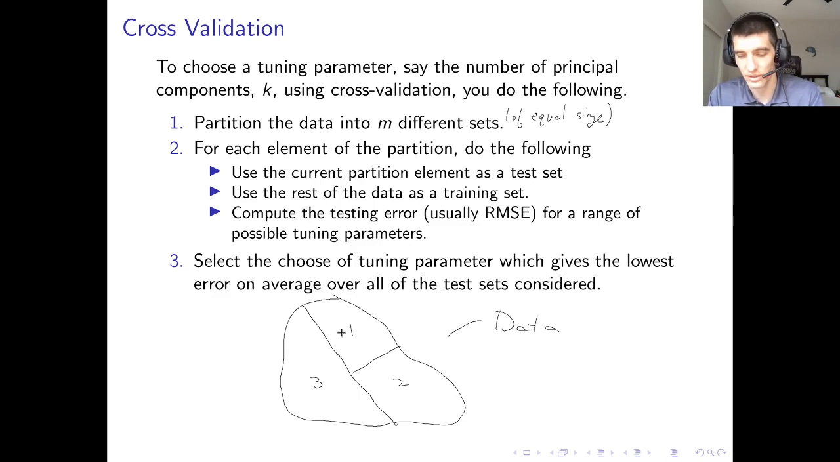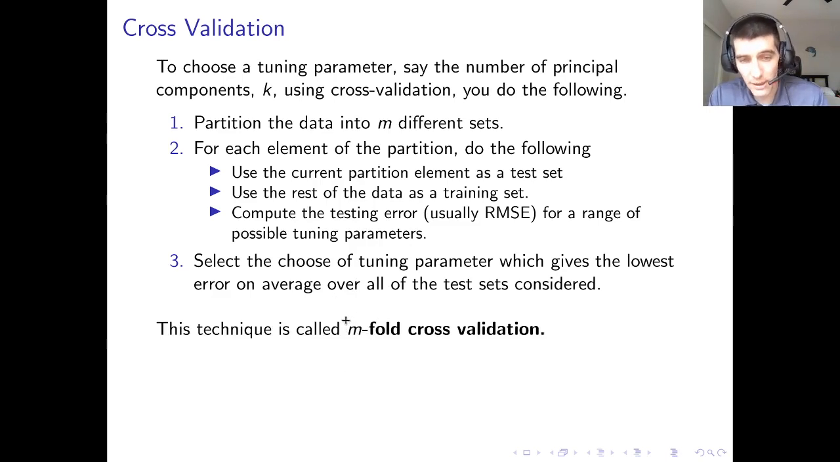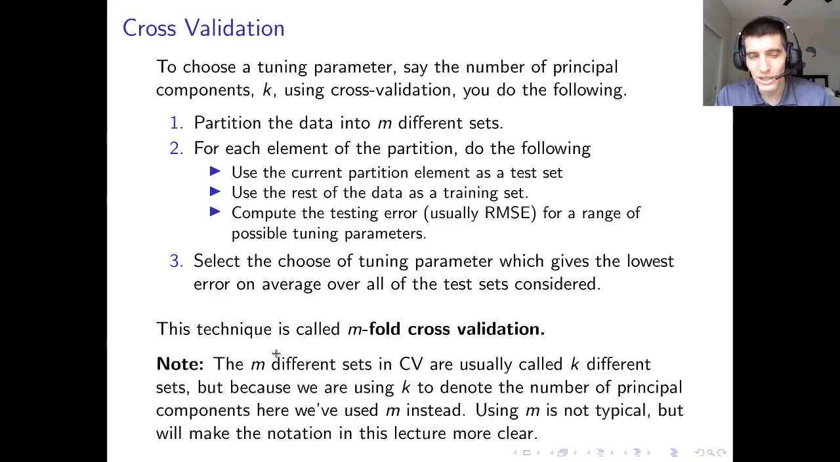So this is called cross-validation. It's called m-fold cross-validation because we're partitioning into m different sets. Usually m-fold cross-validation is called k-fold cross-validation. This is just a language thing, but we're using k to discuss the number of principal components, so I'm just going to call it something else, m-fold. Using m is not really typical, but it's just a dummy variable, so I've just used m.